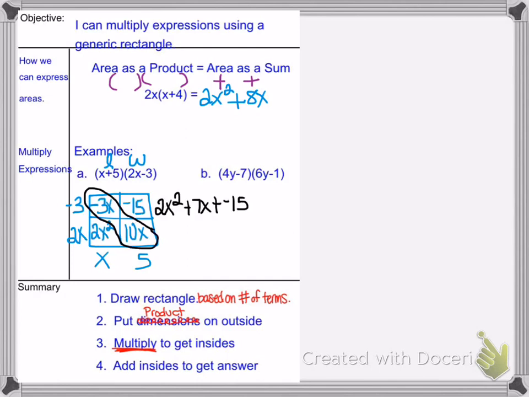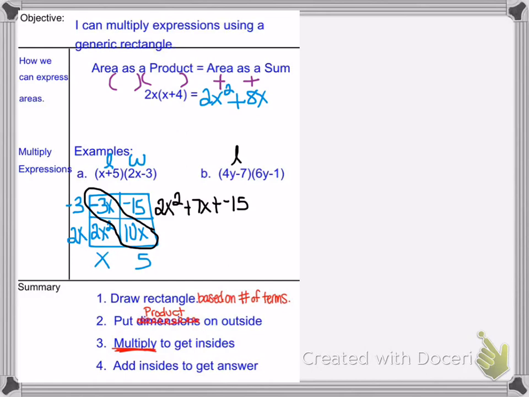Here is the solution to example letter A. Notice how it is 2x squared, negative 3x, 10x, and negative 15. Remember to make sure that you combine like terms and be very careful with your positive and negative x's. Let's move on to letter B.